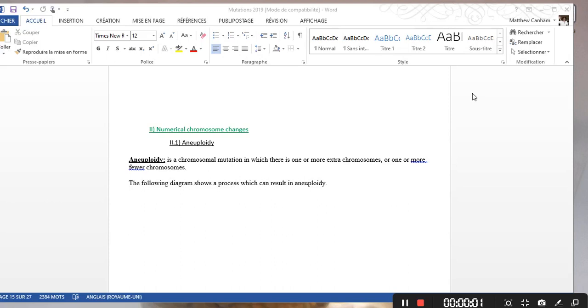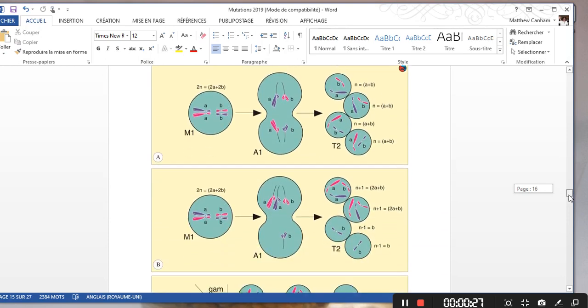Hello everyone, we're now going to talk about numerical chromosome changes, and we're going to start off with aneuploidy. Aneuploidy is when there are one or more extra chromosomes or one or more fewer chromosomes. We're going to see how this process can happen, and then we'll see 3 examples you need to know.